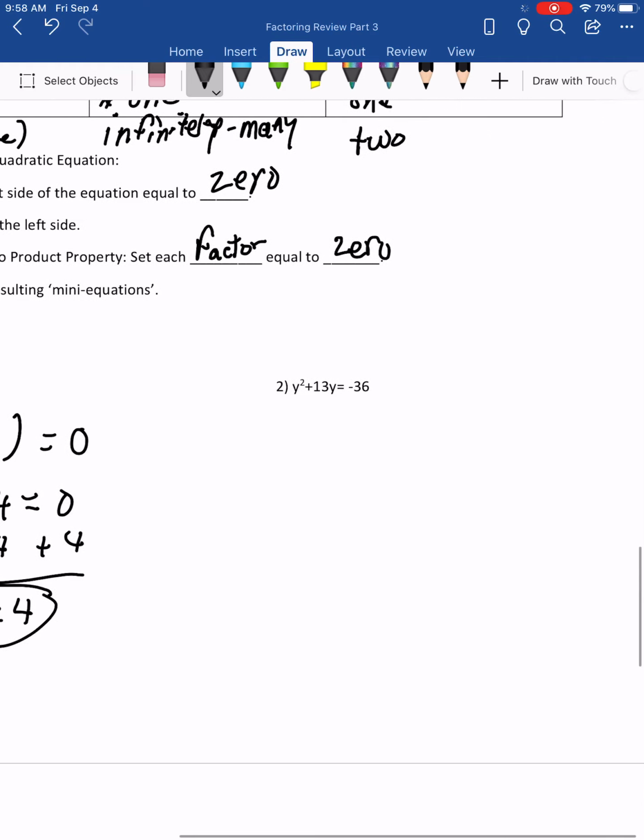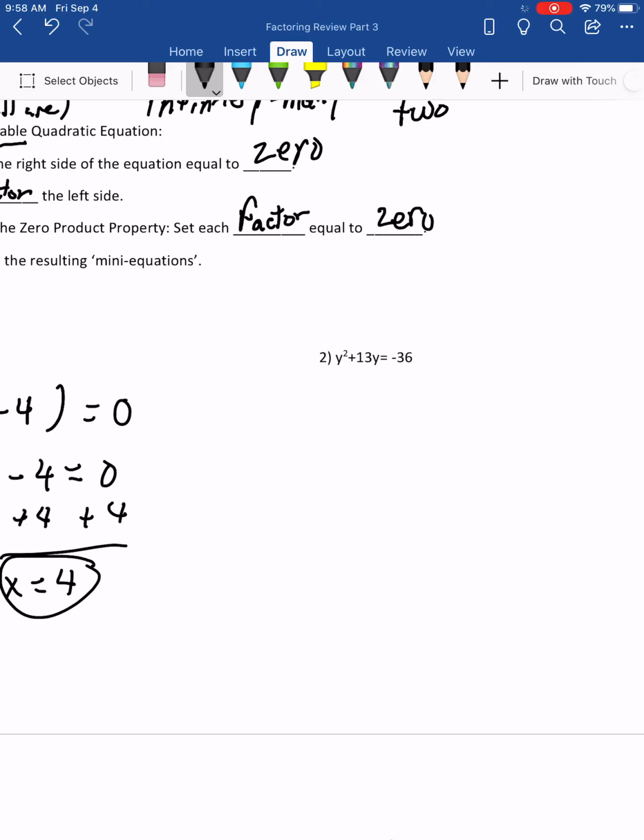Okay, number 2, this one is not set equal to 0. So first we have to add 36 to each side, which gives us y squared plus 13y plus 36 equals 0. Okay, now that we have it set equal to 0, we're going to factor the left.